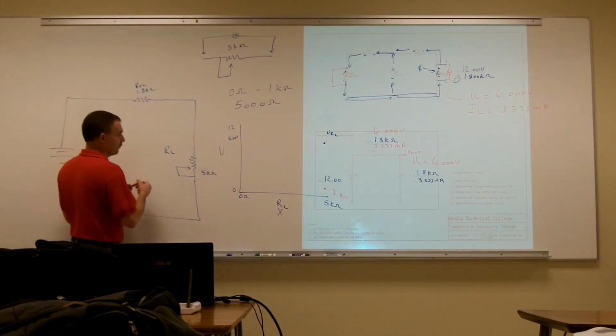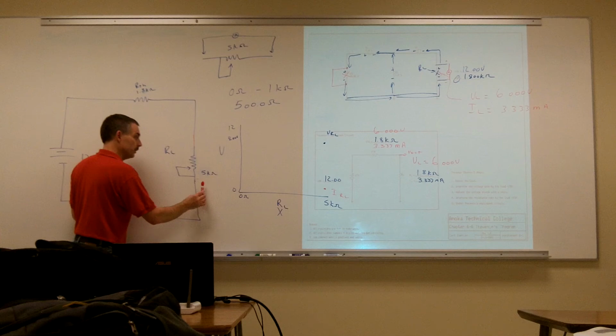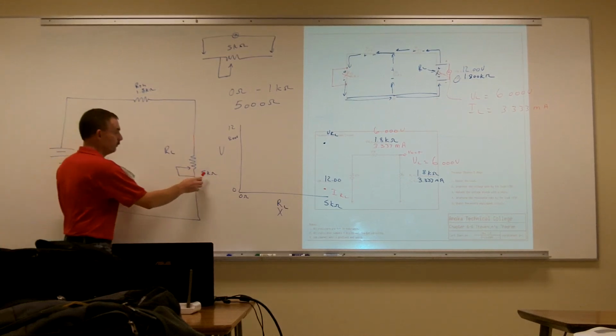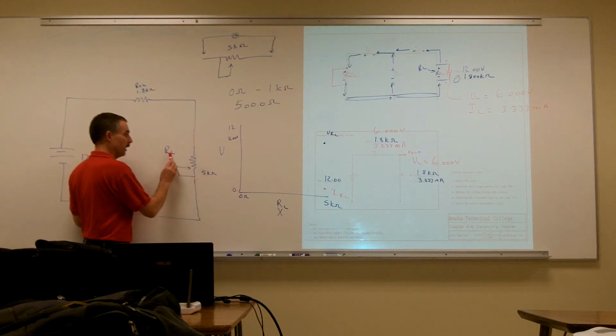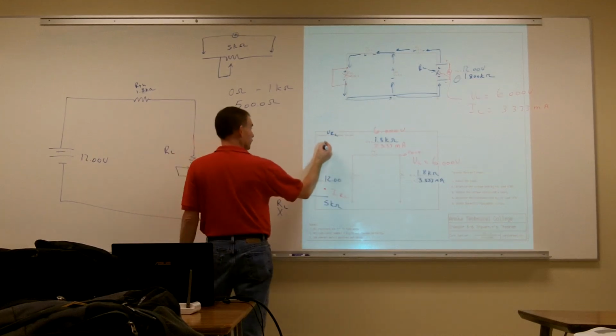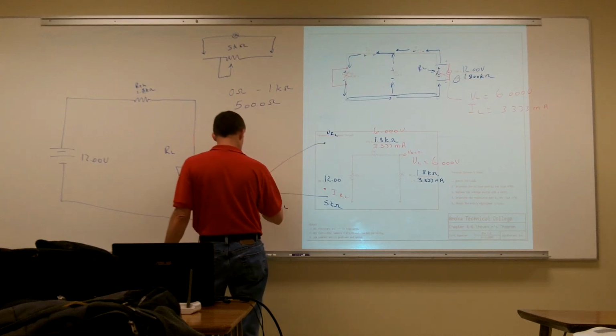As I start increasing my potentiometer and I start decreasing my resistance, going from 5 kilo ohms to 0 ohms, what's going to happen to my voltage across my load? It's going to drop. So my voltage is going to start to drop. And again, we're just doing some rough numbers here. We're not going to recalculate everything out. We've got a lab for you to do that. So that's going to start to drop.